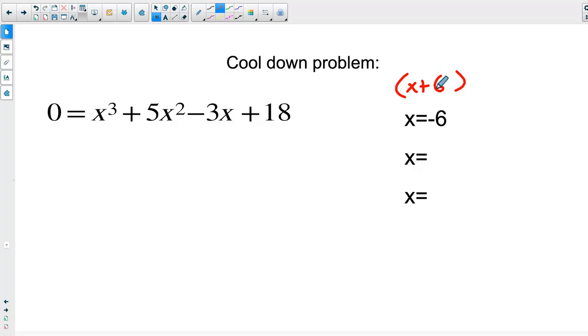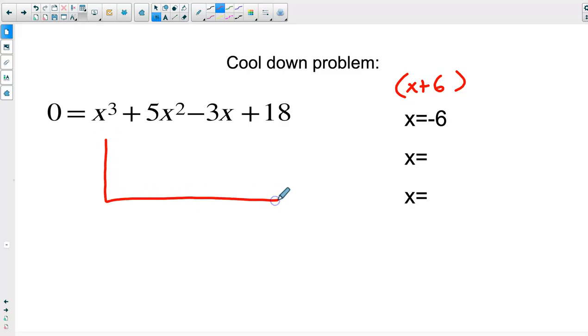So now we have to change forms. You don't know how to solve a cubic without changing form, so we have to get it closer towards factor form. Once it's in factor form, then you can do something with it. So, would you like to do synthetic division or long division to find the other factor? I'm shocked. Okay, so we're going to do synthetic.